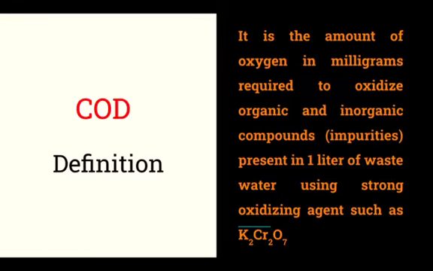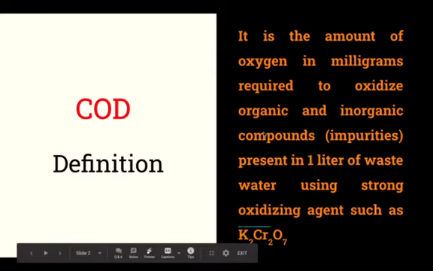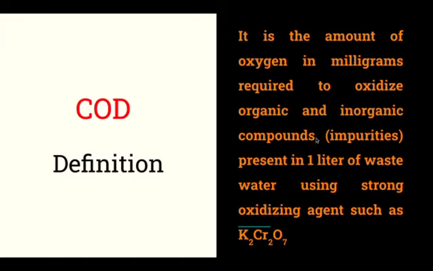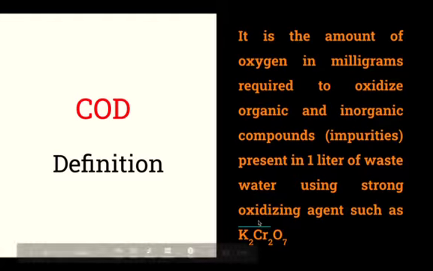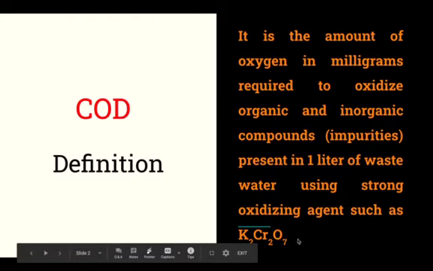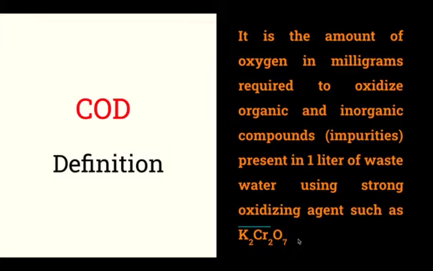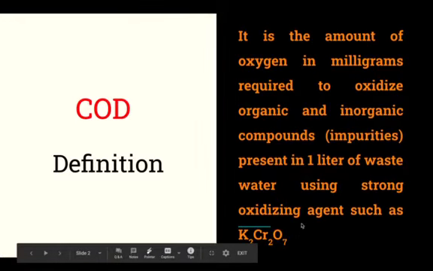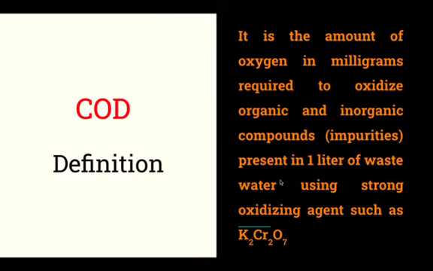Now, what is Chemical Oxygen Demand or COD? It is defined as the amount of oxygen in milligrams that is required to oxidize the organic and inorganic impurities present in 1 liter of wastewater using strong oxidizing agents such as potassium dichromate, that is K2Cr2O7. And the higher the amount of COD, it indicates more amount of oxidizable impurities in the sample of wastewater.